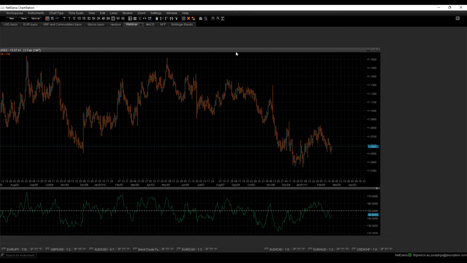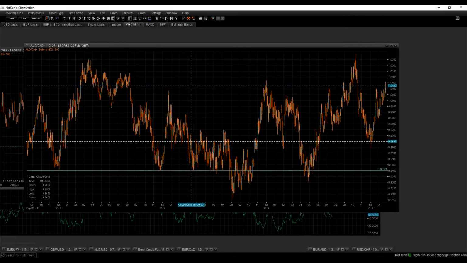We practiced drawing a few support and resistance lines that we use to signal possible points of reversal, which would also be good entry points for our trades. So let's see what we looked at last time. For instance, the AUD CAD.